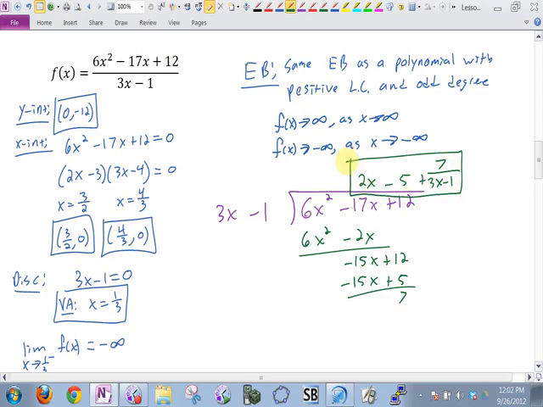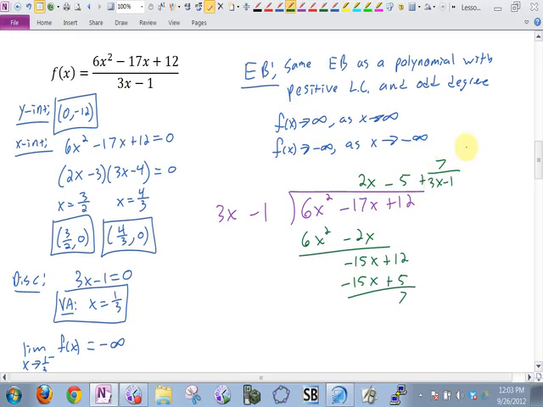Does everybody agree what I just boxed in, 2x minus 5 plus 7 over 3x minus 1, is actually the same exact function as what we started with, 6x squared minus 17x plus 12 over 3x minus 1? They are exactly the same thing, just different ways of writing them, right? Remember how our simple rational functions had 2 different ways they can look? It's the same idea here. Now let's focus on this. As x gets really, really huge, what does this remainder fraction essentially become? 0. So let's pretend it actually is 0.